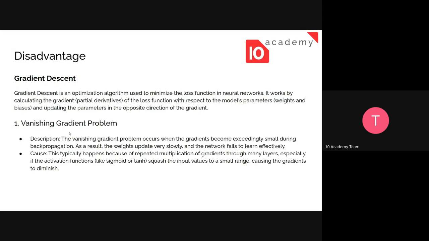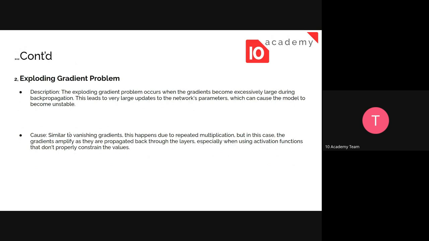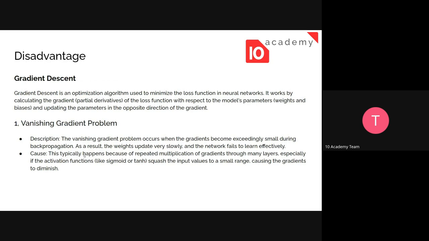So the point is, in the vanishing gradient problem, we're going to have a very slow process of fitting the graph to the data, to the complicated data. And the second one is the exploding gradient problem. Maybe you're wondering why this happens. We have just said that it has a feedback loop, right? So the gradient descent, or the backpropagation, is going to be affected every time.